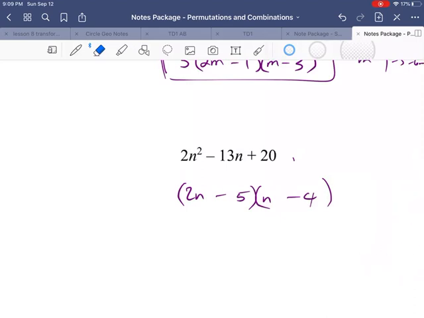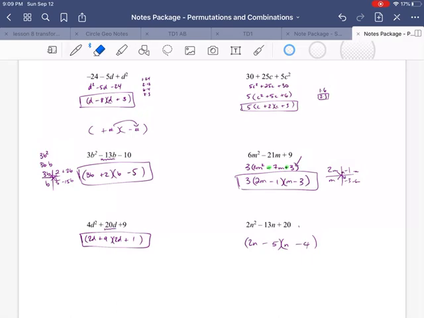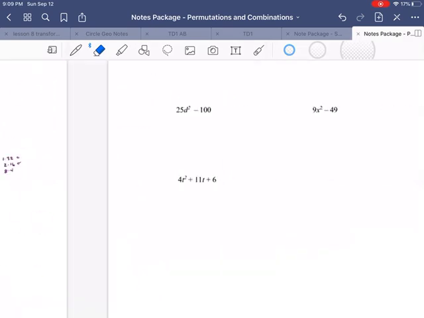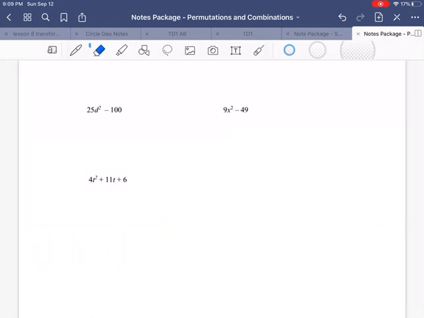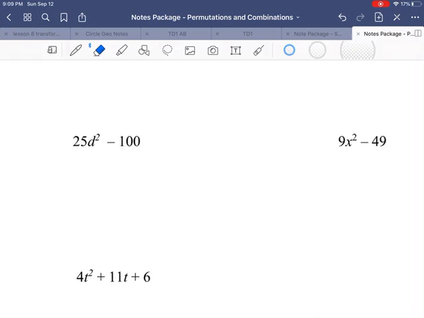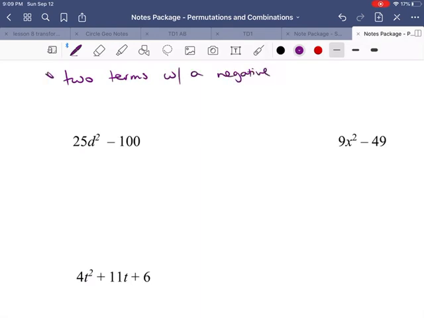There's tons of videos on factoring on the internet. This is just one quick review. All right, we have a couple specific situations. Anytime you see two terms with a negative, this clues me in that this is going to be a difference of squares question.